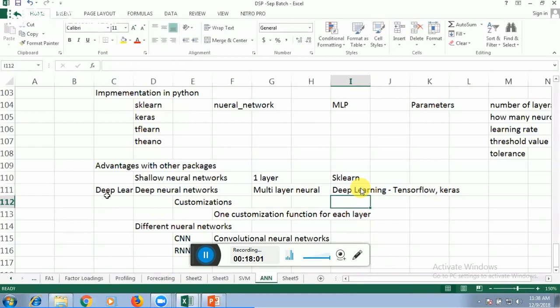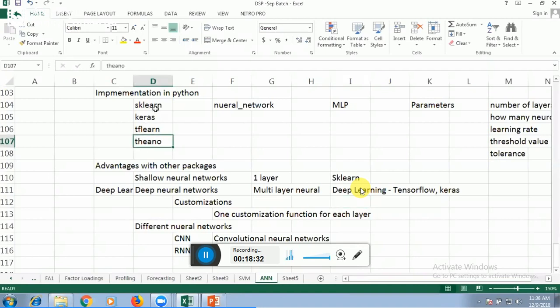And not only that, deep learning requires a lot of computation, and you need to make sure it is quicker, with some kind of parallelization. The current sklearn is not supporting parallelization, whereas deep learning modules like TensorFlow or Keras have more advantages in terms of parallelization. So these are a few advantages you have with the other packages.